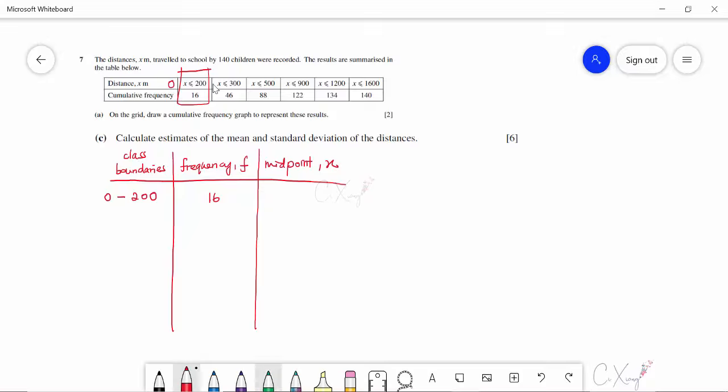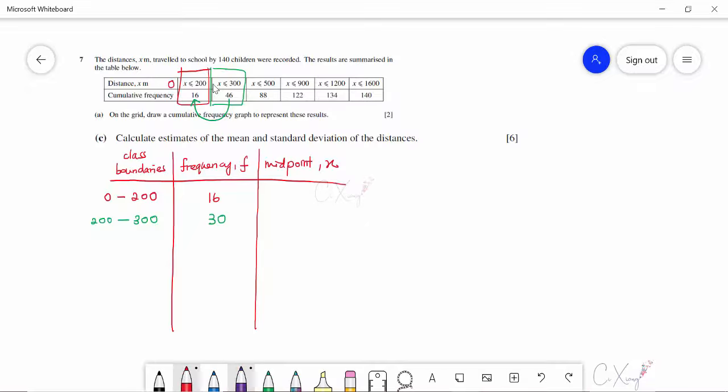Then now we proceed to the second column. So the second column is x smaller than or equal to 300. That means for the class boundaries, you should use back the previous value given in the previous class and then go to 300. And for the frequency of this class, you have to take the cumulative frequency minus the previous cumulative frequency, which is 46 minus 16, and you will have 30. So the frequency for this class will be 30.